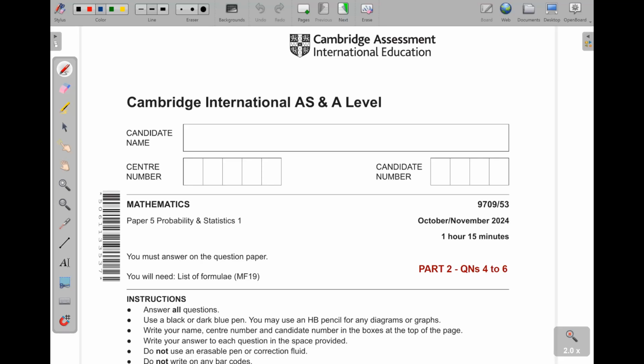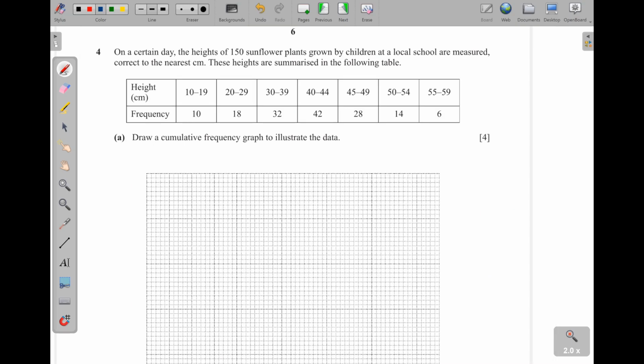This is Teacher Simon taking you through Cambridge International AS and A-Level Mathematics Paper 5-3 for October-November 2024. And this is part 2 for questions 4 to 6. Question 4 is coming from statistics.